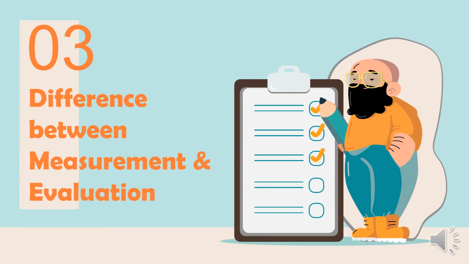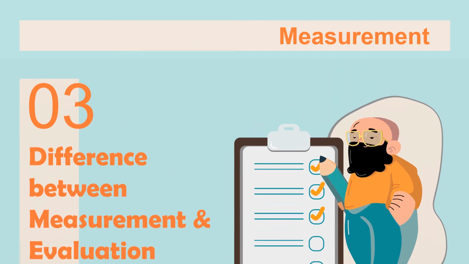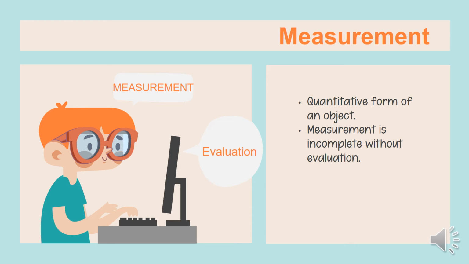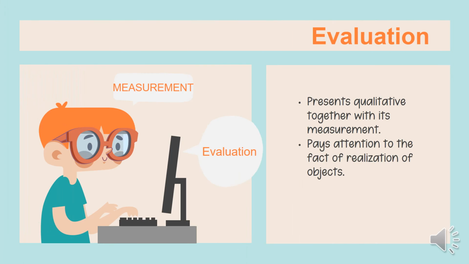Now, let us now differentiate measurement and evaluation. Generally, the term measurement is confused with evaluation, while they are quite apart from each other. Measurement is a quantitative form of an object. Measurement is incomplete without evaluation, while evaluation presents its qualitative together with its measurement. In brief, measurement is numerical and evaluation is quantitative.